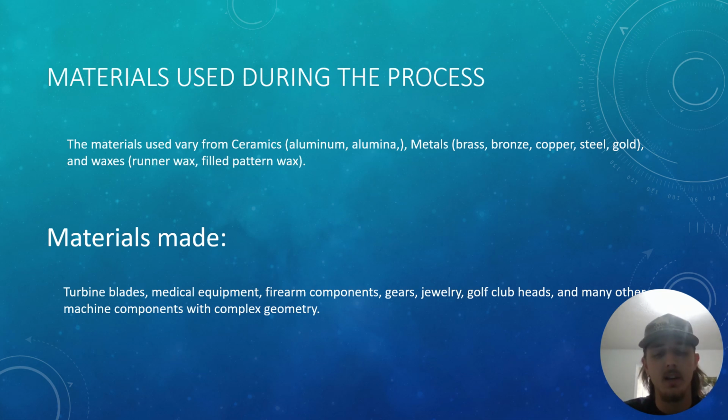Now, that being said, this will make some pretty cool items. You can have turbine blades made, which are some of the biggest investment casting products. You can have medical equipment, firearm components, gears, jewelry, which is a big product, golf club heads, and many other machine components with complex geometry.